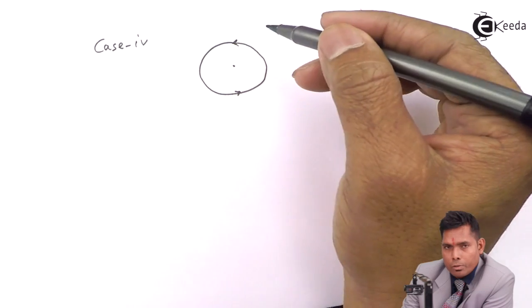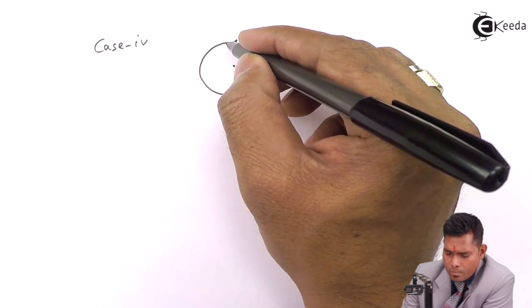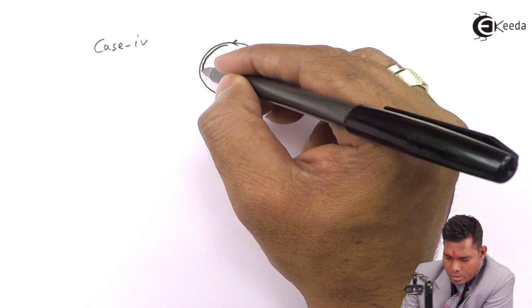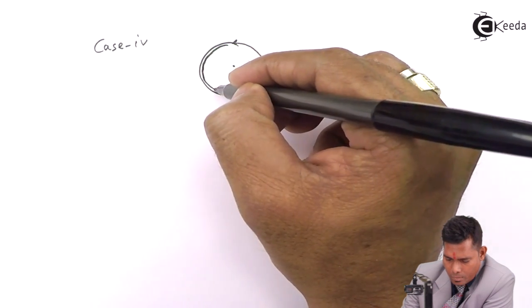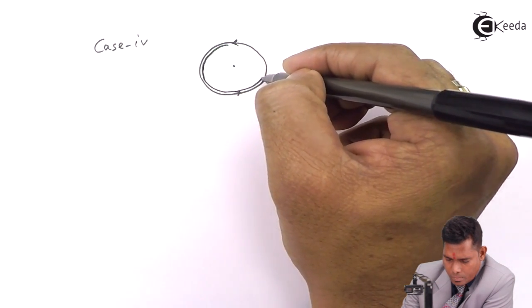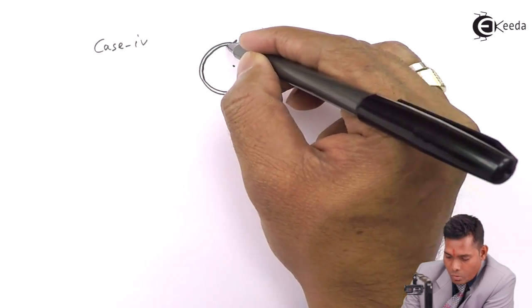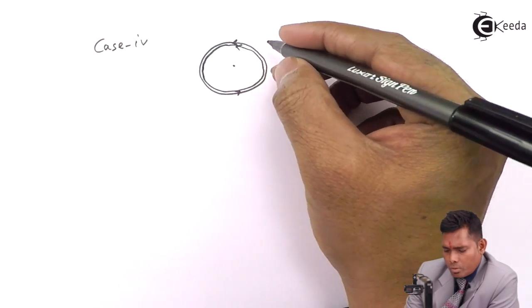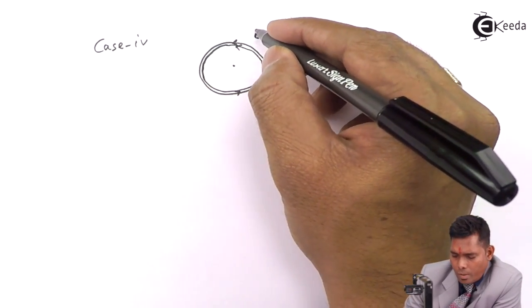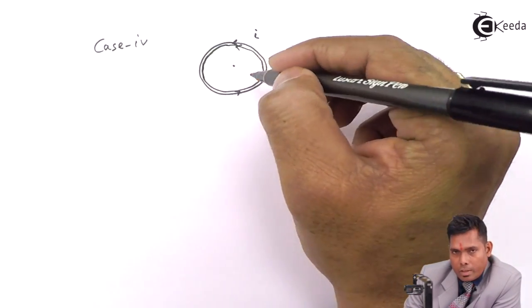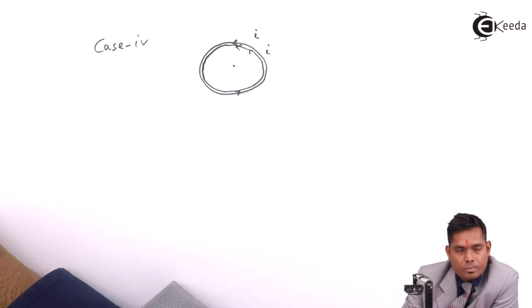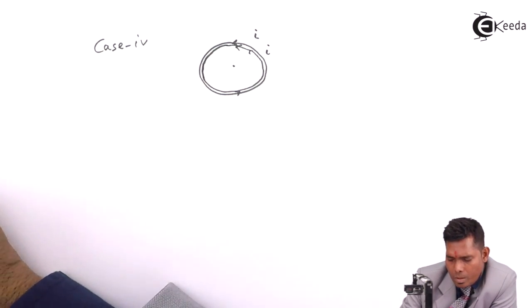But if I draw it over it, you cannot see. So for the sake of distinction, I will draw another coil in its vicinity. If I is the current in the first coil, and I is the current in the second coil also, the same current is flowing through both the coils.